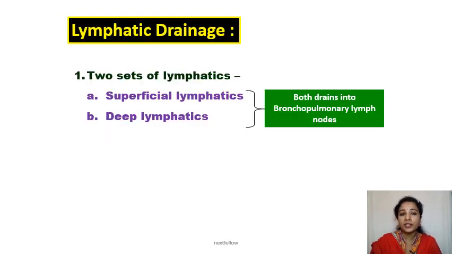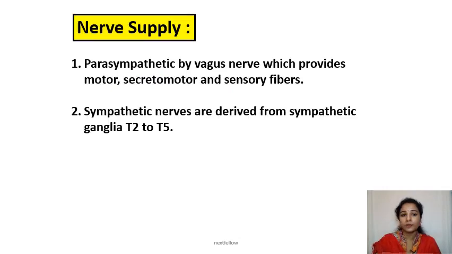Lymphatic drainage: it has superficial and deep lymphatics, both draining into bronchopulmonary lymph nodes. Nerve supply: parasympathetic by the vagus and sympathetic by T2 to T5. The sympathetic ganglia are derived from T2 to T5 segments.